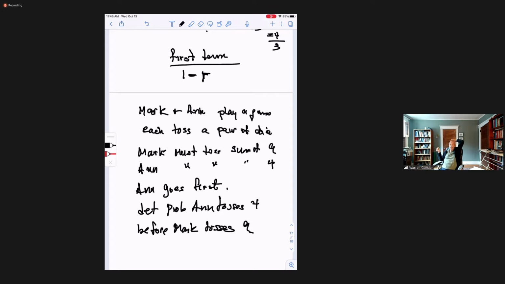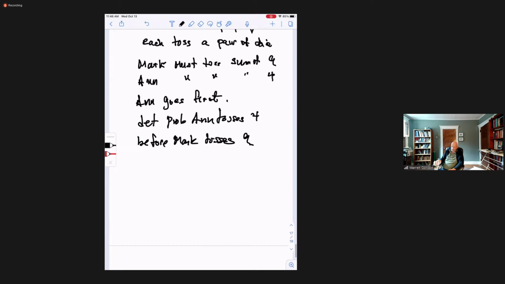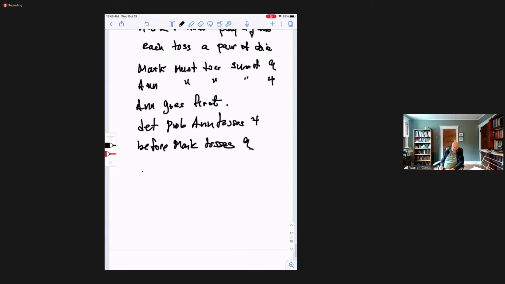Ann and Mark are each going to toss a pair of dice. Ann's objective is to get a sum of 4. Mark's objective is to get a sum of 9. Ann goes first. What's the probability that she wins? Okay. So let's let A sub i be Ann wins on the ith toss. And similarly, M sub i will be Mark wins on the ith toss.